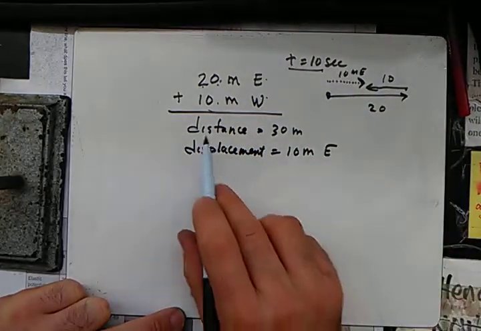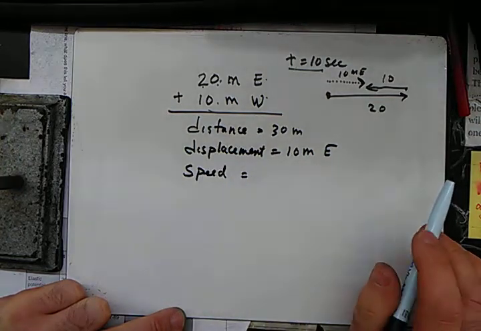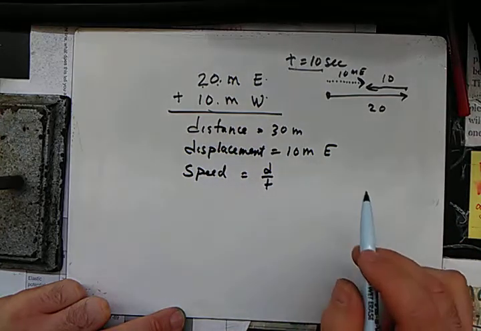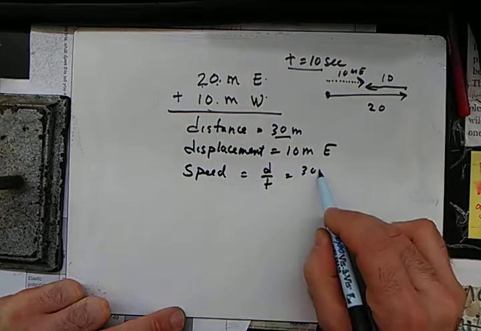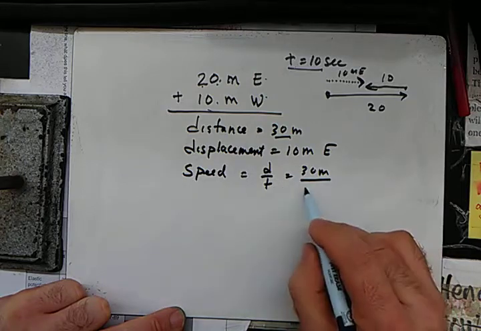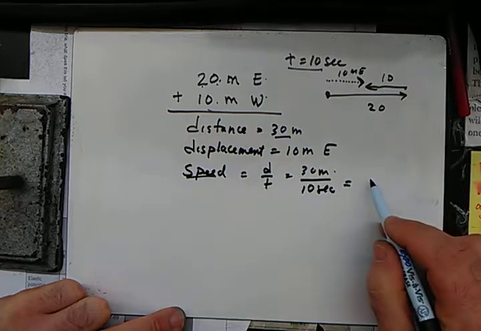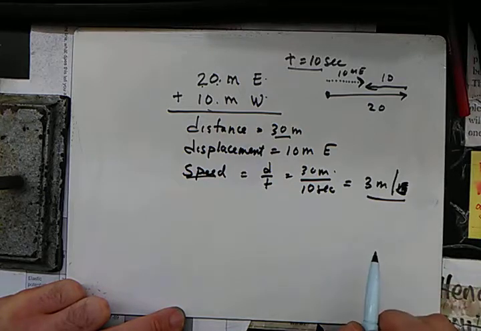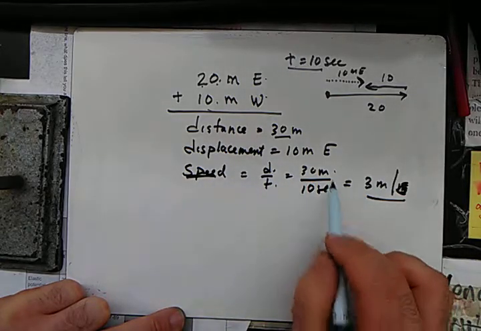Okay, I might go further with that, and I might say, what is the speed? Okay, we know from the last section that speed is distance over time. I got the distance, 30 meters. I got the time, 10 seconds. So the speed of the trip is 30 over 10, or 3 meters per second. Okay, I'll let you write that down and soak that in a little bit. That's easy to calculate, right? We get the total distance over the time, 30 over 10.